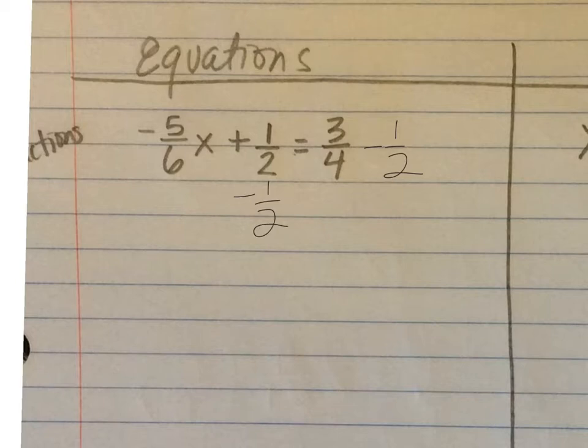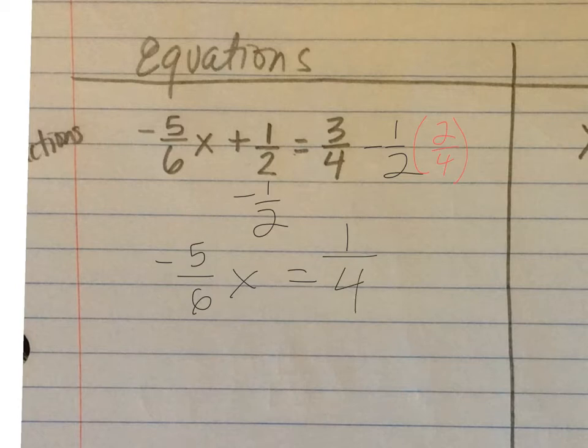On this side, I'm left with a -5/6 x. And on this side, I need to say 3/4 minus 1/2. Well, I need to convert this to 2/4 so that I have common denominators. And now I can subtract. 3 minus 2 gives me 1, and the 4's stay the same.